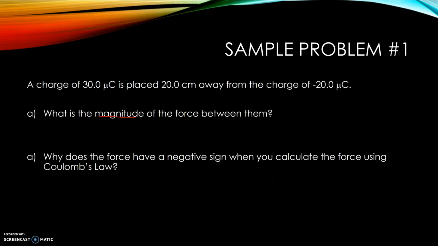I'm going to ask you guys to quickly solve a problem using Coulomb's law. Say we had a 30 microcoulomb charge placed 20 centimeters away from a charge that's negative 20 microcoulombs. What's the magnitude of the force between them? Use Coulomb's law that you just wrote down in your notes to solve for that, and make sure you can do that successfully. And then a follow-up question, just notice there's two A's here, this should be B: why does the force have a negative sign? When you plug the numbers in with the negative 20 and 30, you're going to get a negative force. What's the meaning of the negative sign? I want you guys to think about that. So answer these two questions in your notes quickly and pause the video as you do this. Then when you're ready, you can unpause the video and see the answers.